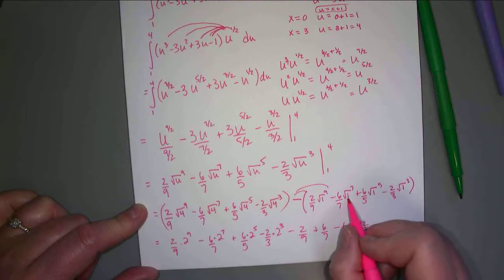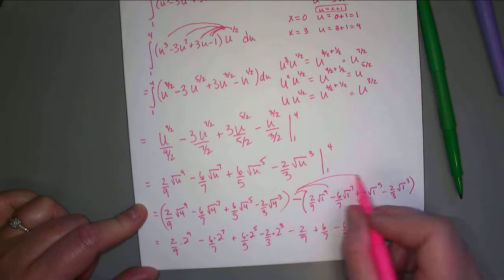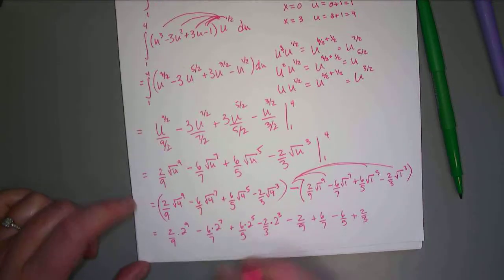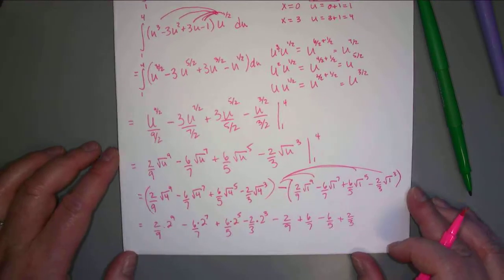These are all going to be 1. Square root of 1 is 1, and 1 to the 9th. I just applied that minus. And you could work this out, but that would be an acceptable answer for that question.